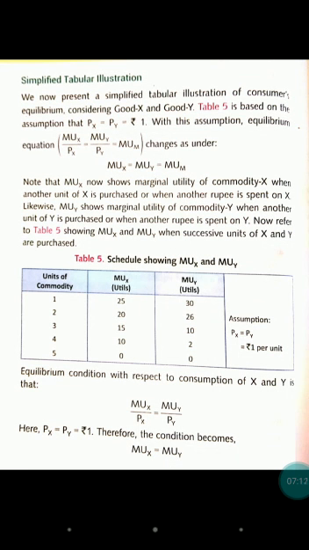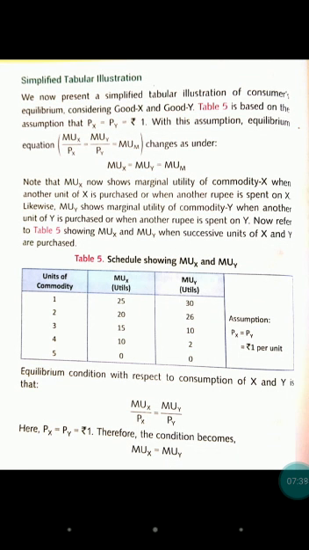With this assumption, in the case of two commodities, the equilibrium condition is MUX upon PX equals MUY upon PY equals MUM. Or we can say that MUX equals MUY, because here our price is the same, 1. So we can also write MUX upon MUY equals MUM.